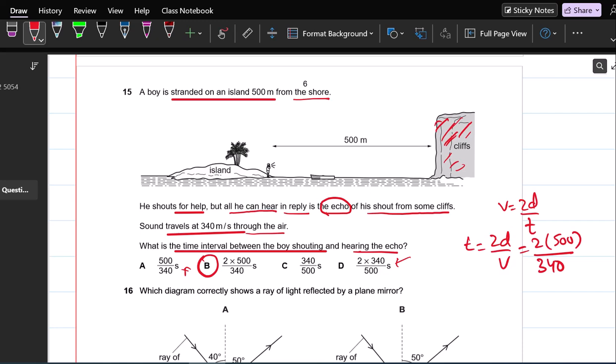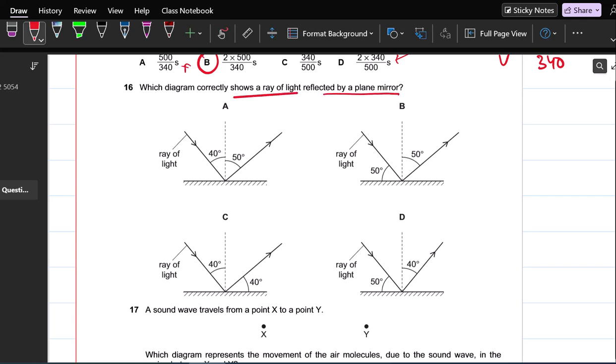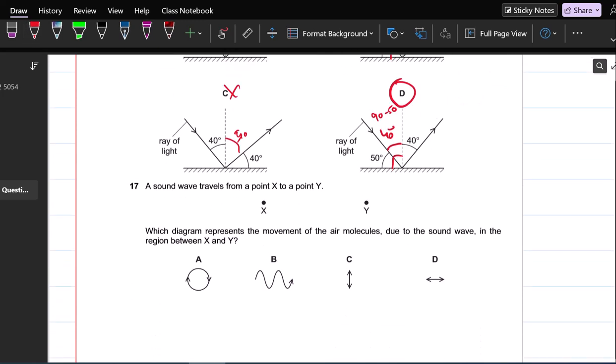Moving to the next question: which diagram correctly shows a ray of light reflected by a plane mirror? Plane mirror, so reflection is going to occur. In reflection, you have to remember the angle of incidence is equal to the angle of reflection. These two angles are not the same, so it is a wrong option. This is going to be 40 if you subtract from 90, because here we have a normal, and the normal is perpendicular to the plane. This is also going to be 50, so both are wrong. Here we have 90, and 90 minus 50 will be 40 degrees. D is the right option. Simple question.